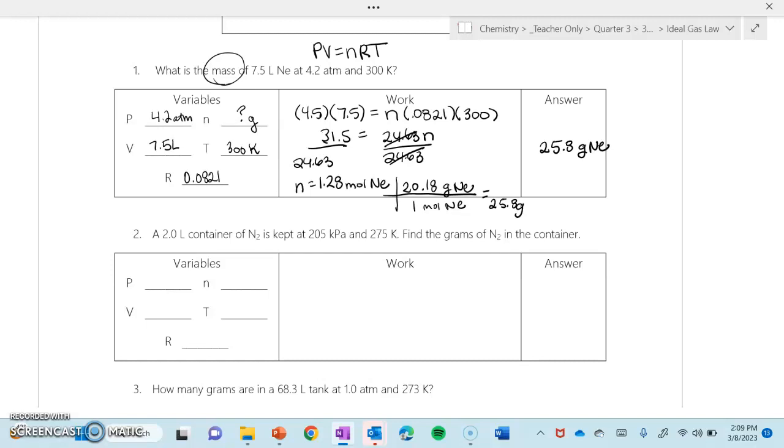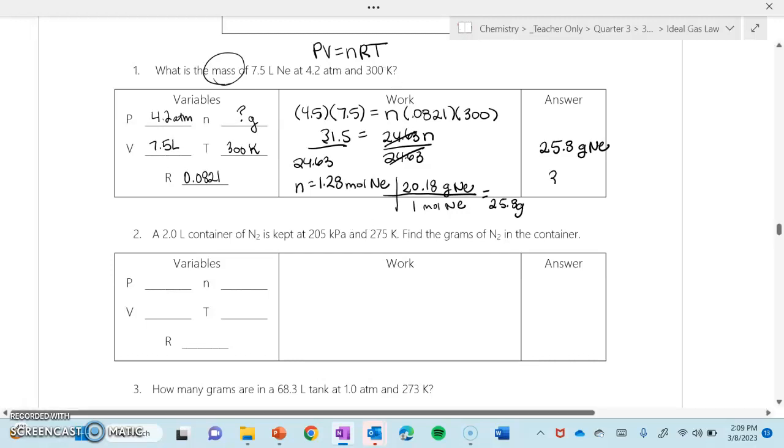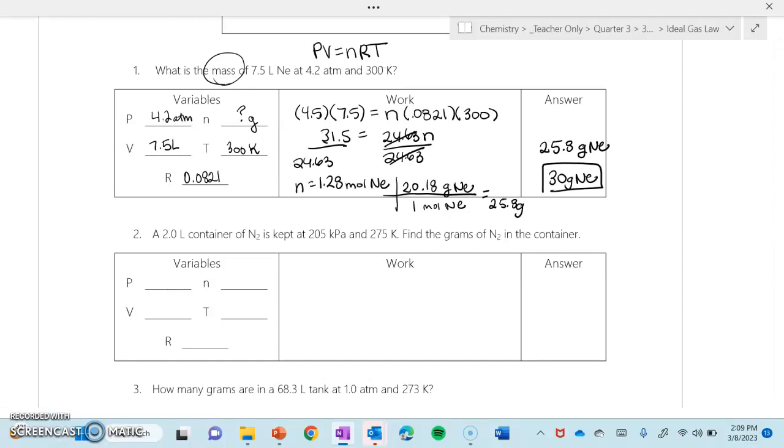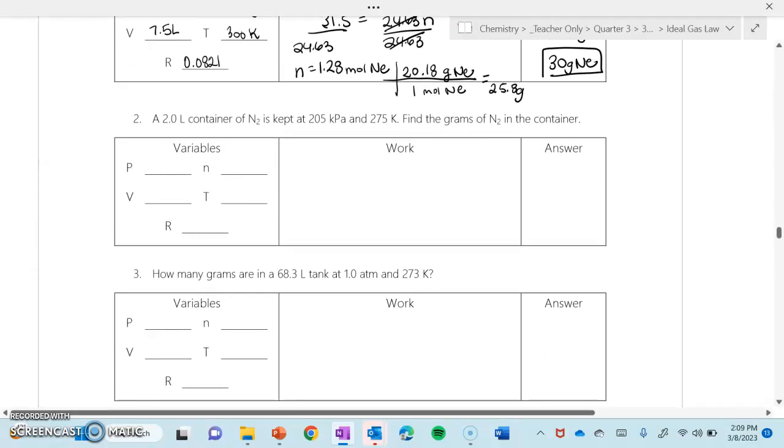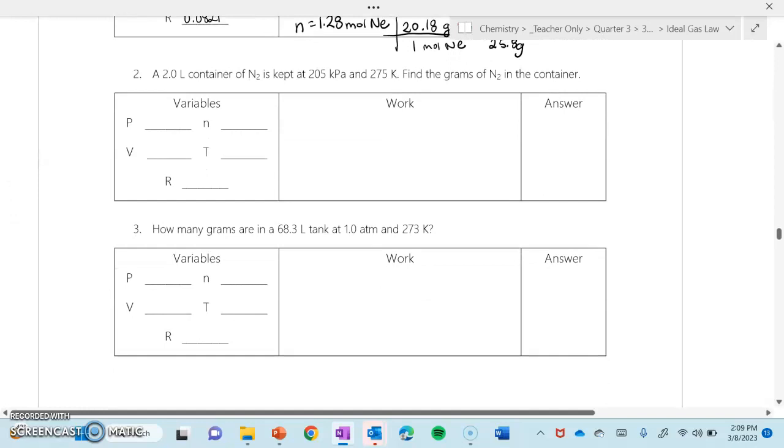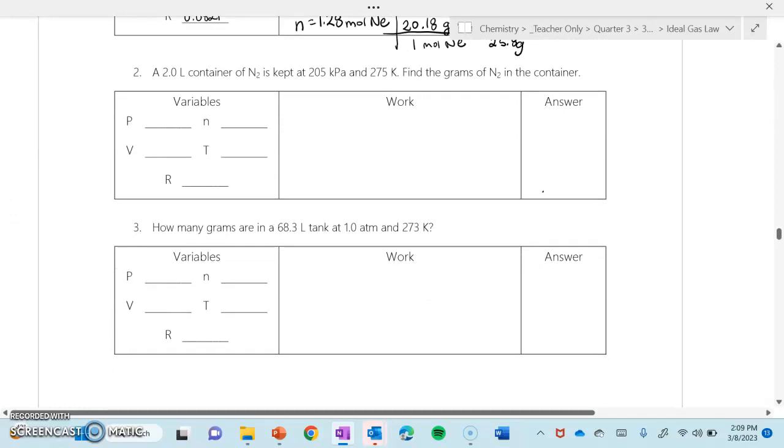Lastly, we need to check for our significant figures. 300 Kelvin is one significant figure, so we'll make this 30. Round that up. Ta-da! And there's our answer. So like I said, you'll have to do 2 steps. You'll need to convert using molar mass at some point, and you'll need to plug into the ideal gas law for each of these problems in our math skills, because we are finding grams.